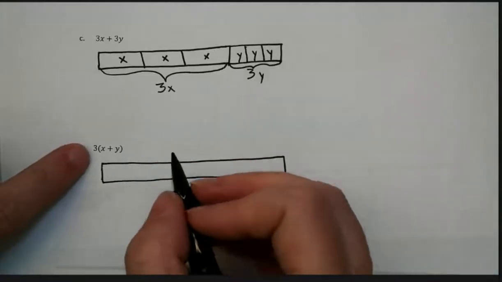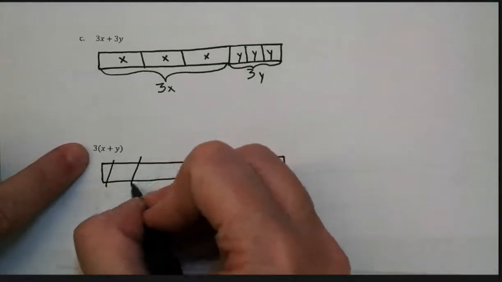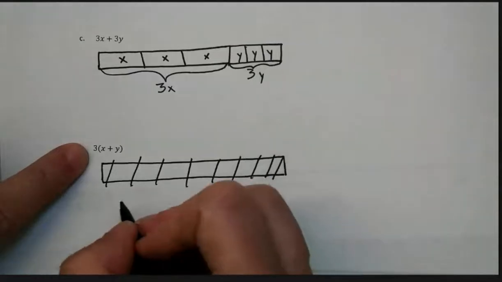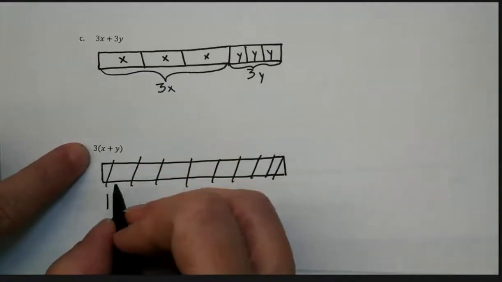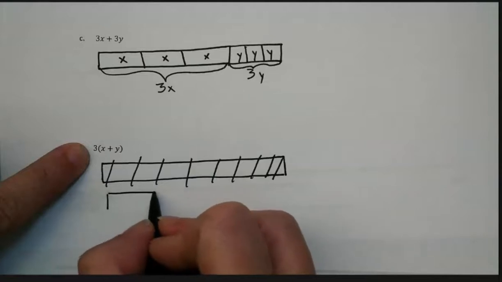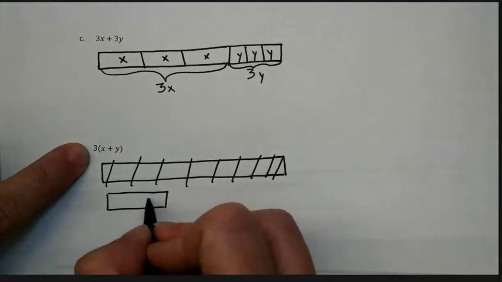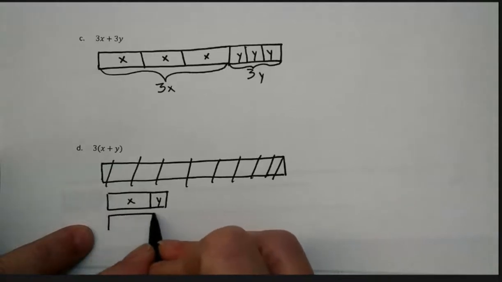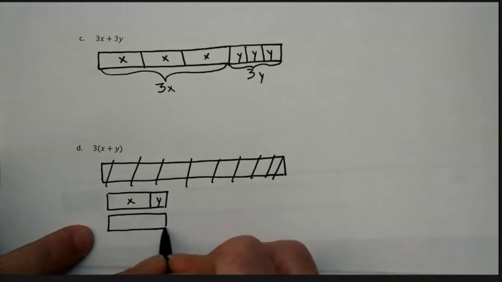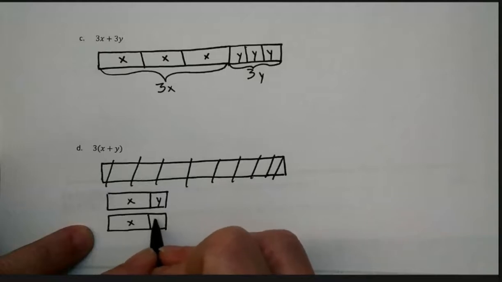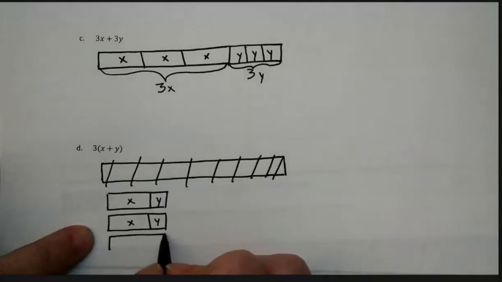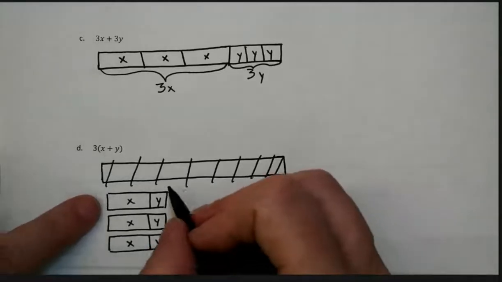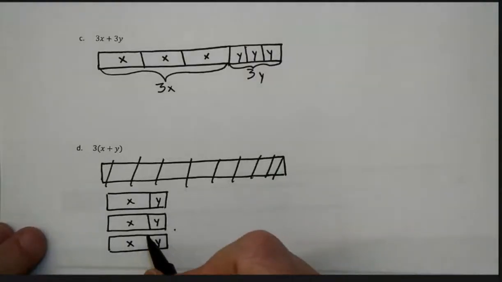You know what I want to do on this one? I really want to show, I'm going to ignore this for a second. I'm going to draw this in a different way. I've got x plus y, and then I've got x plus y, and then I've got x plus y. So this is 3 x plus y's. Got 3 of them. 1, 2, 3.